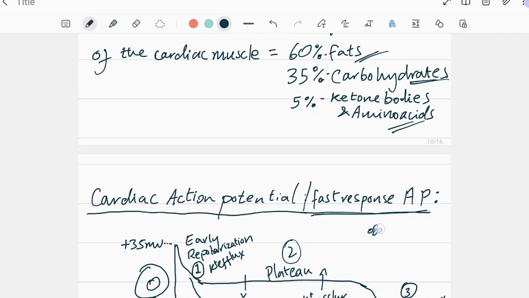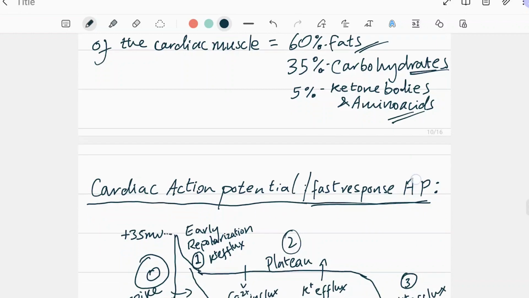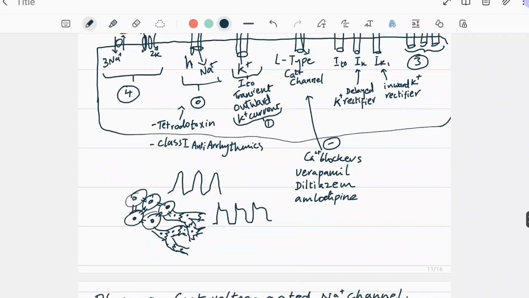The SA node is a bunch of these round cells. They're called P cells, also known as pacemaker cells, which are connected via gap junctions to the cardiac muscle, these long cardiac muscles. I think I drew one over here. Yeah, here we go. So these round cells over here are your pacemaker cells. I'm going to draw them as green over here. See, these green cells are your pacemaker cells, or P cells in the SA node.